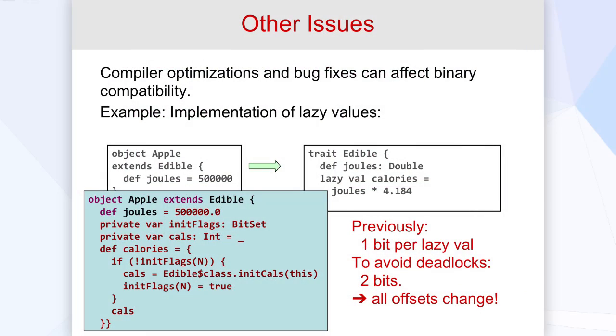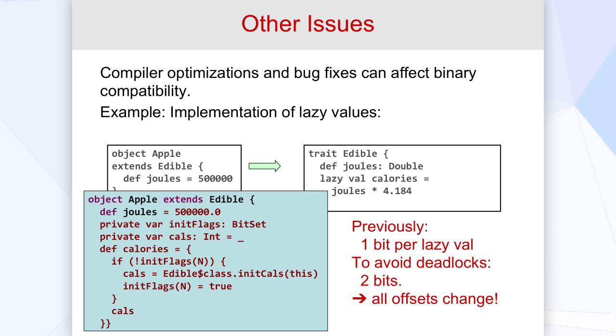Okay, so there are other issues. That's not the only one, so that's one of the prime examples. There are many issues actually where compiler optimizations and bug fixes also can affect compatibility, and that's where it sort of hurts with innovation or with bug fixing. So an example of that are lazy values. So let's assume we have in this trait a lazy value, sorry, this should be lazy val, not def calories, but lazy val calories.